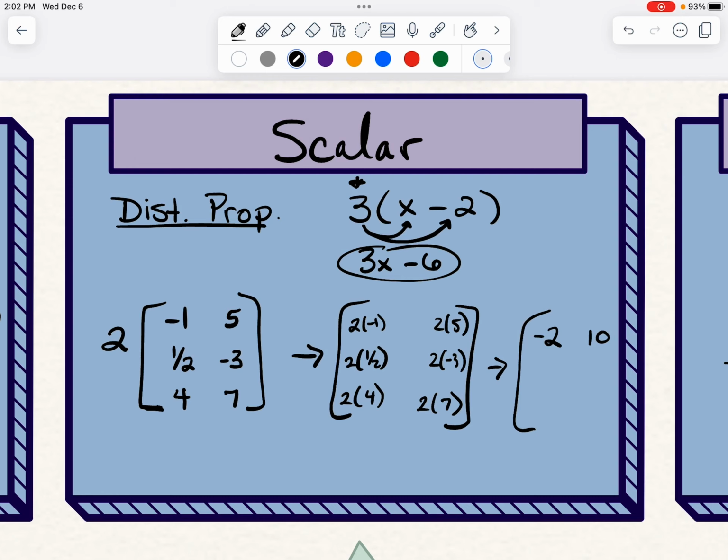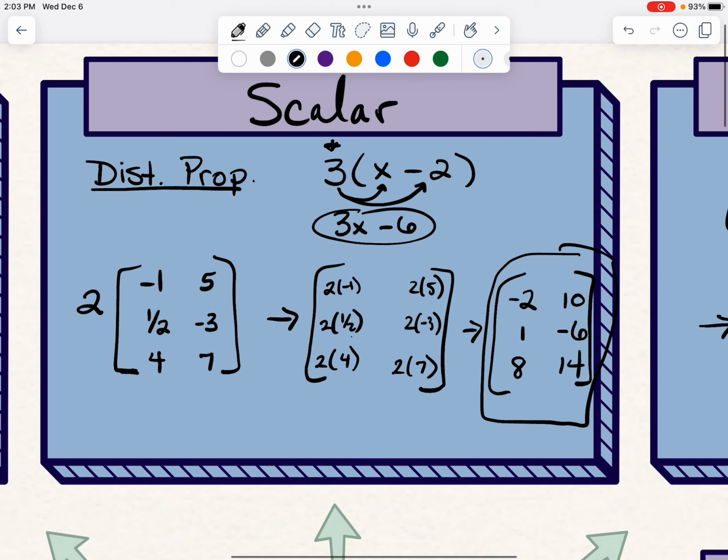And then I'll work to the second row, 2 times 1/2. Well, 2 times 1 is 2, 2 divided by 2 is just 1. 2 times negative 3 is negative 6. Okay, 2 times 4 is 8. 2 times 7 is 14. So this matrix here is the one that results from multiplying through with this scalar. This is the scalar product, the matrix that results from that. So very much like the distributive property, but now we're just distributing through that entire matrix.